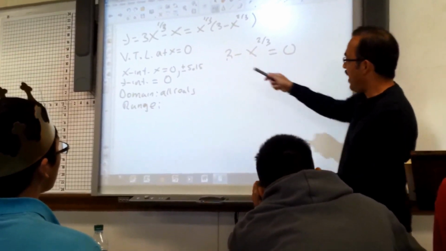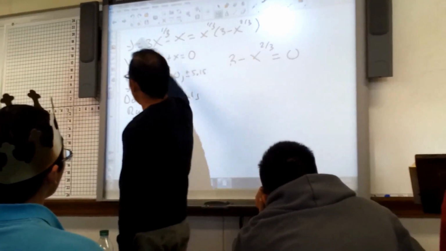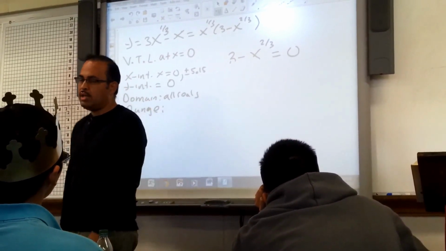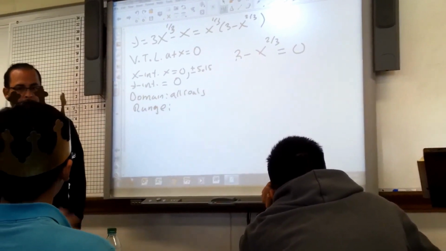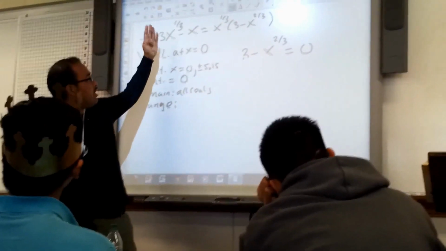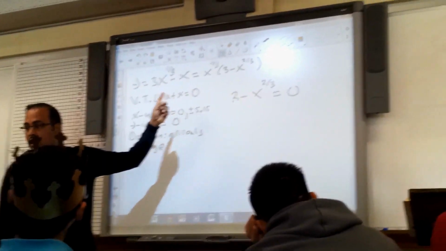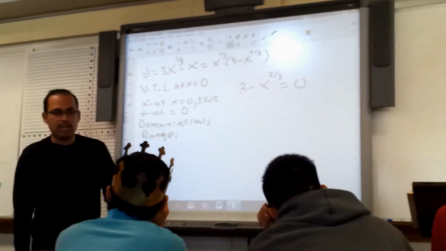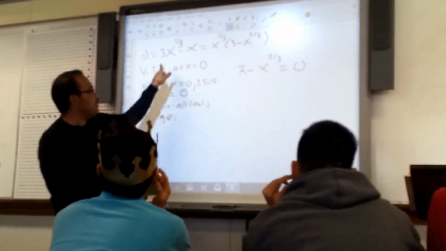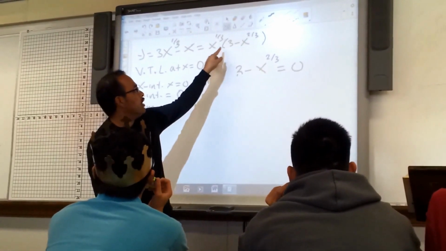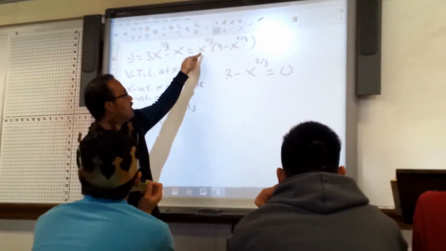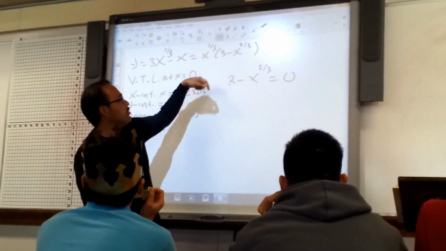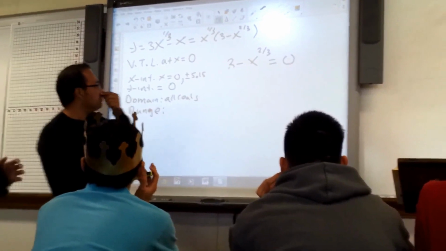Functions that have a term to the power of 1/3 will always have a vertical tangent line. Always. Every term that has a power of 1/3 would have a vertical tangent line. To find where that happens, you factor the equation, and it would be at x equals 0. So you factor the 1/3 out.